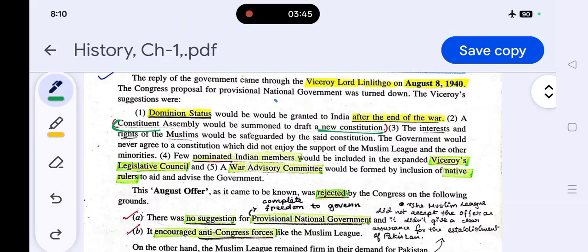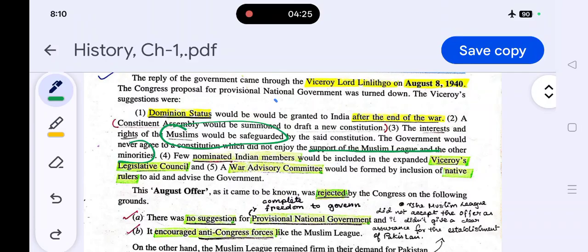Now, if you look into this particular part of the August offer, it clearly mentions the interests and rights of the Muslims. It does not just say minorities but the Muslims. So they are clearly supporting the Muslims one-sidedly. The government would never agree to a constitution which did not enjoy the support of the Muslim League and the other minorities. Right now they are saying Muslim League and other minorities, but here you see they have clearly mentioned safeguarding the Muslims. Anyways, moving on.